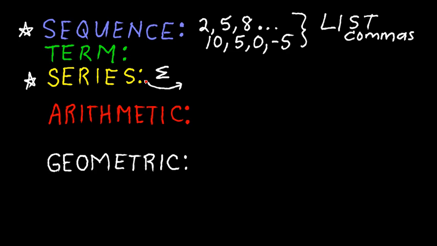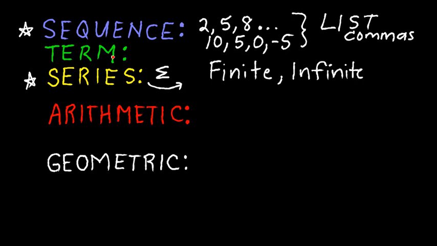Now, it's possible to have a finite series, where you indicate a stopping point, or basically you indicate how many terms there will be, or you can have an infinite series. And it's also possible that your series can have a total, or it may not have a total. If it's infinite, it may not have a total.